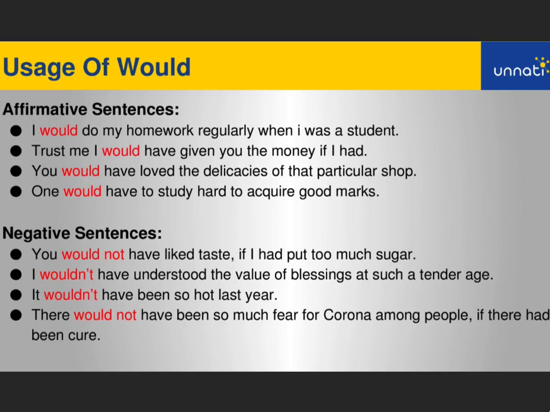There would not have been so much fear for corona among people if there had been a cure. So that's a future prediction that you are making. Or you are assuming that only if there had been a cure, there would not have been so much fear for corona among people. So these are the ways of using would in affirmative as well as negative sentences.